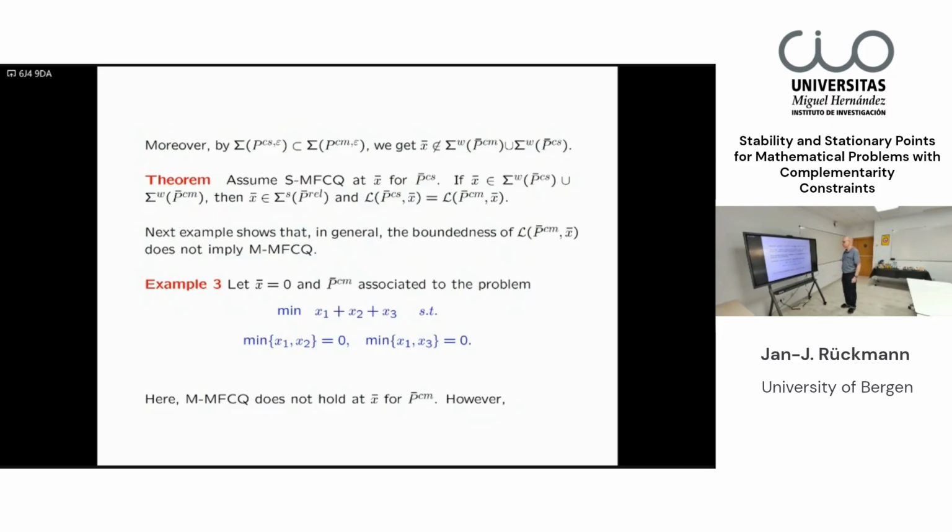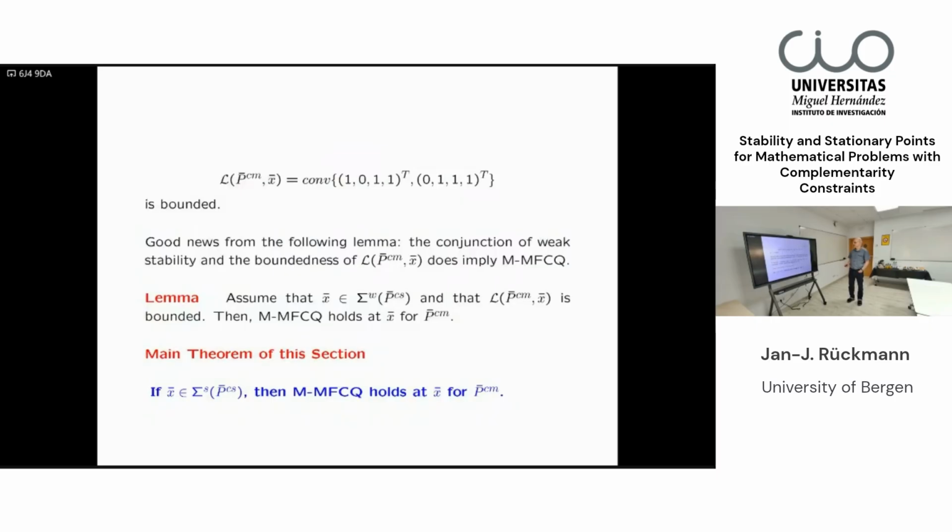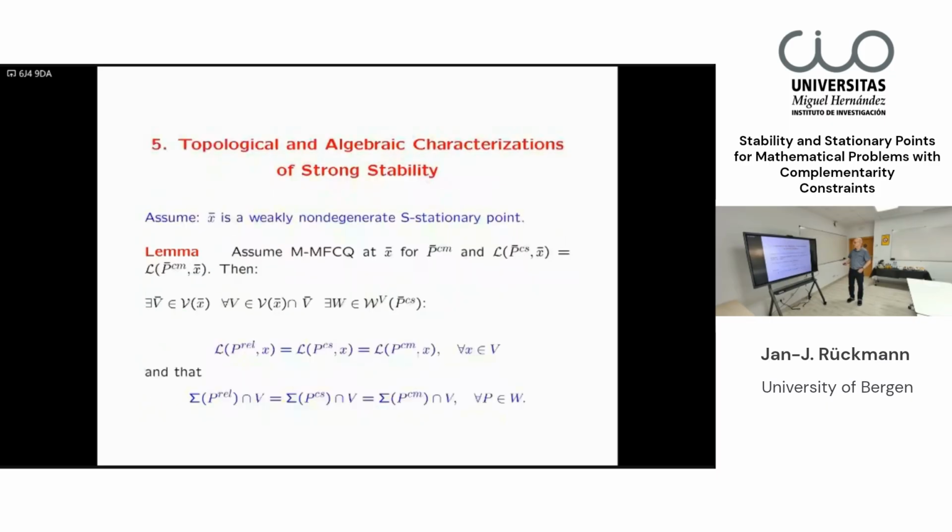Another problem and another example here, the boundedness does not imply MFCQ. This is, of course, the big difference to the nonlinear problem, namely, there we know MFCQ is equivalent to boundedness of the set of Lagrange multipliers. And this is shown here in this example. That is not the case here. Okay, and I will skip a little bit here.